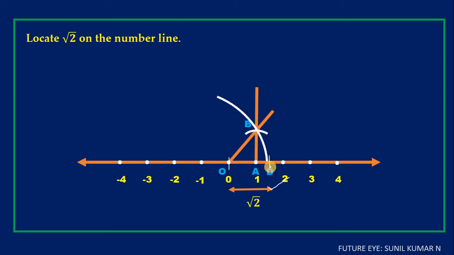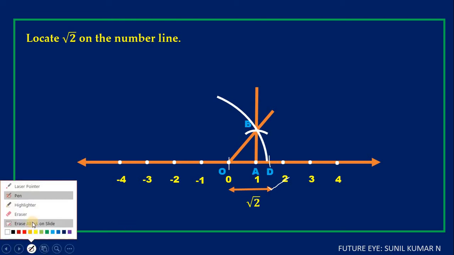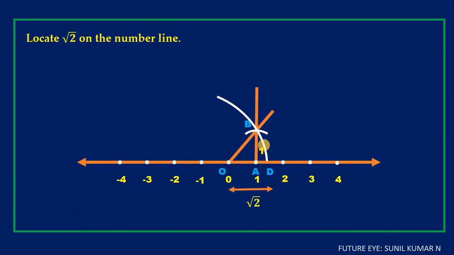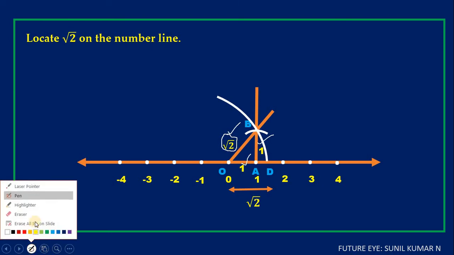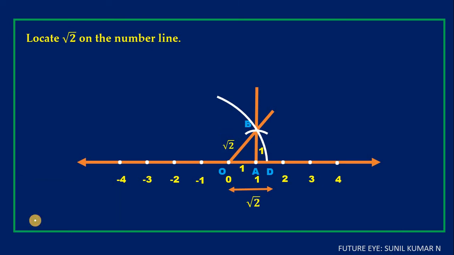Children, I hope you have got it. So after that, you just name the measurement. So this is 1 centimeter we have taken, and this is also 1 centimeter. So this will be automatically root 2. So just mention here root 2. So this is the way of constructing root 2 on the number line.